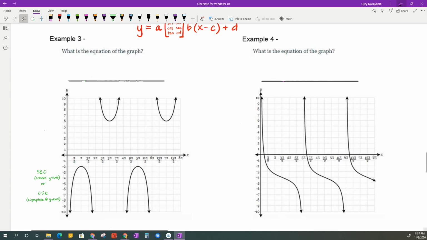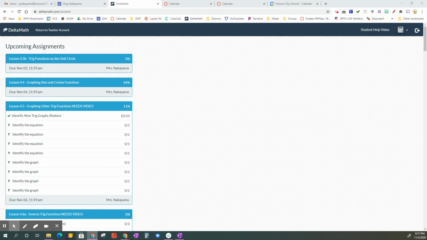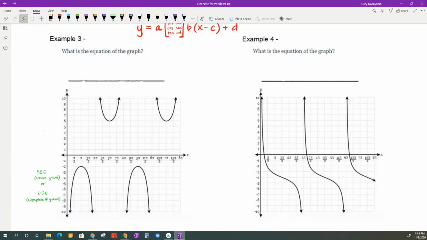All right, I got to figure out how to pause. And I don't know how to pause. There it is right there. Okay, hopefully that will be a little more civil.